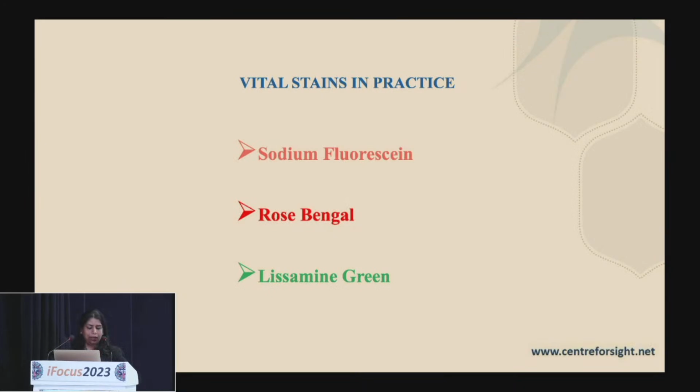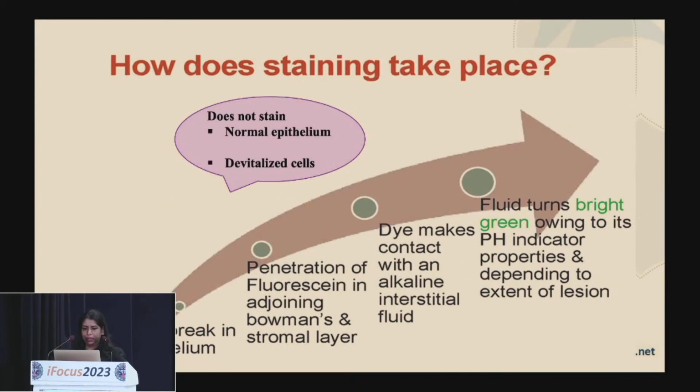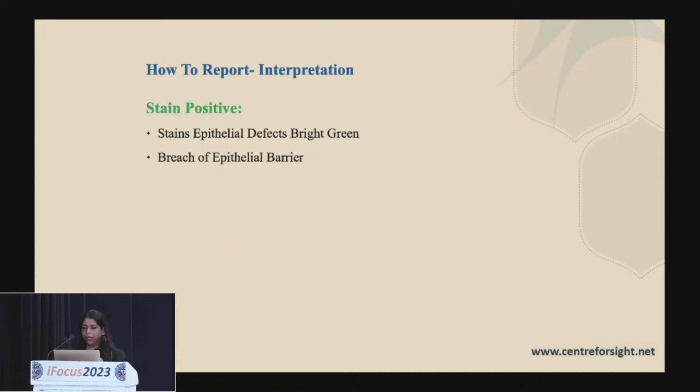So corneal staining, I would like to cover only fluorescein here. It does not stain normal epithelium or devitalized cells. With any break in the epithelium, fluorescein penetrates into the adjoining Bowman's and stromal area, the dye makes contact with alkaline interstitial fluid, and the fluid turns bright green.